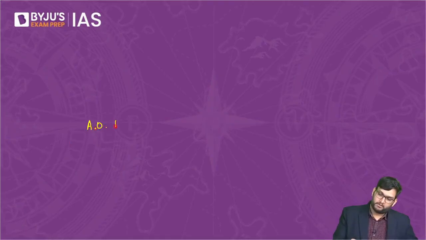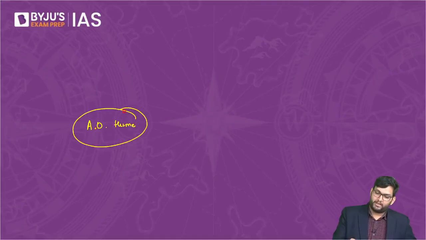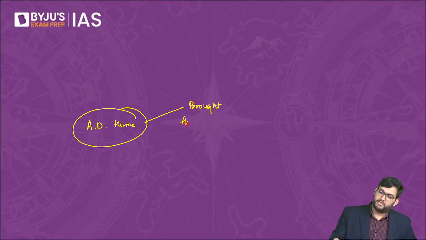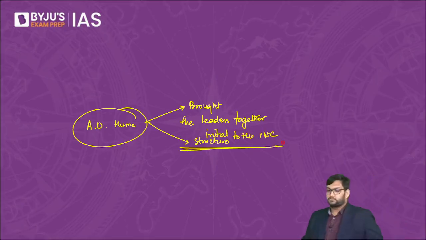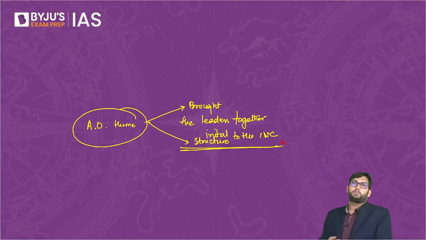So A.O. Hume was a retired ICS officer who is credited with having booked the conference hall itself, but he also brought the leaders together, and he is also the one who gave the initial structure to the INC. The initial structure and the leaders were invited by A.O. Hume to that conference hall.